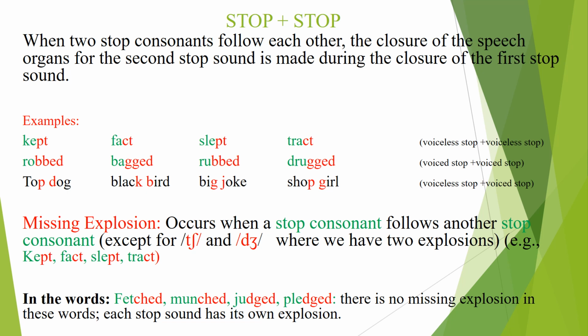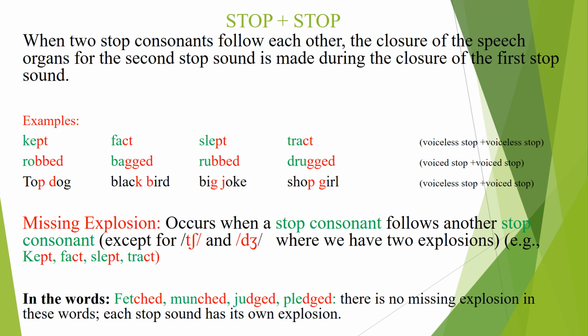Missing explosion occurs when a stop consonant follows another stop consonant, except for ch and ja, where we have two explosions. In other words, as I said before, when we produce a stop sound, there is always an explosion. So in the case of a stop sound following another stop sound, we should have two explosions. But in the case of a stop following a stop, we only have one explosion, which is the explosion of the second stop sound. In the word kept, now the explosion occurs in the t sound, not in the p sound. Now the explosion of the p sound goes missing. Again, fact, slept, tracked. And then there is a missing explosion in these words. The explosion of the first stop consonant is missing.